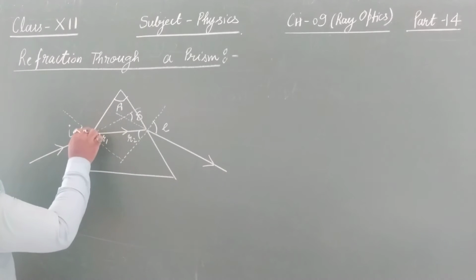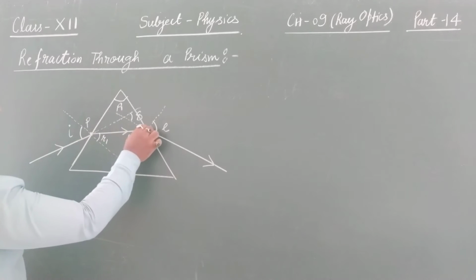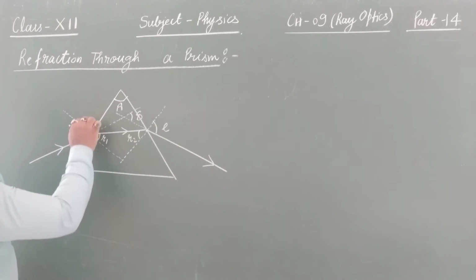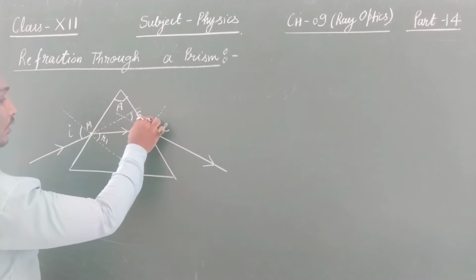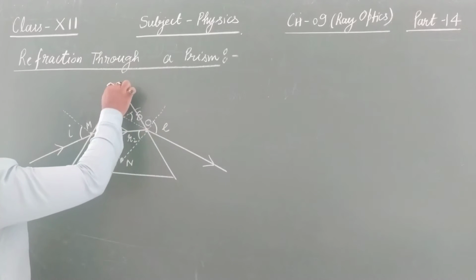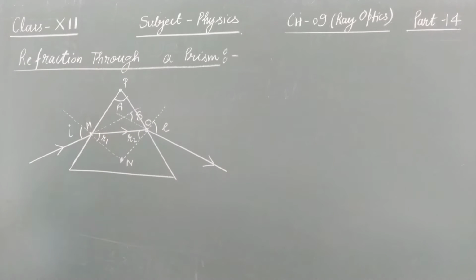Let us name the points. Let this be P, let this be Q, or let this be capital M, let this be capital N, let this point be O, and let this point be P. We have 4 points. Now from the diagram it is very much visible that if this angle is I, this whole angle is going to be I because of vertically opposite angles. This angle is R1, so this angle is given by I minus R1.